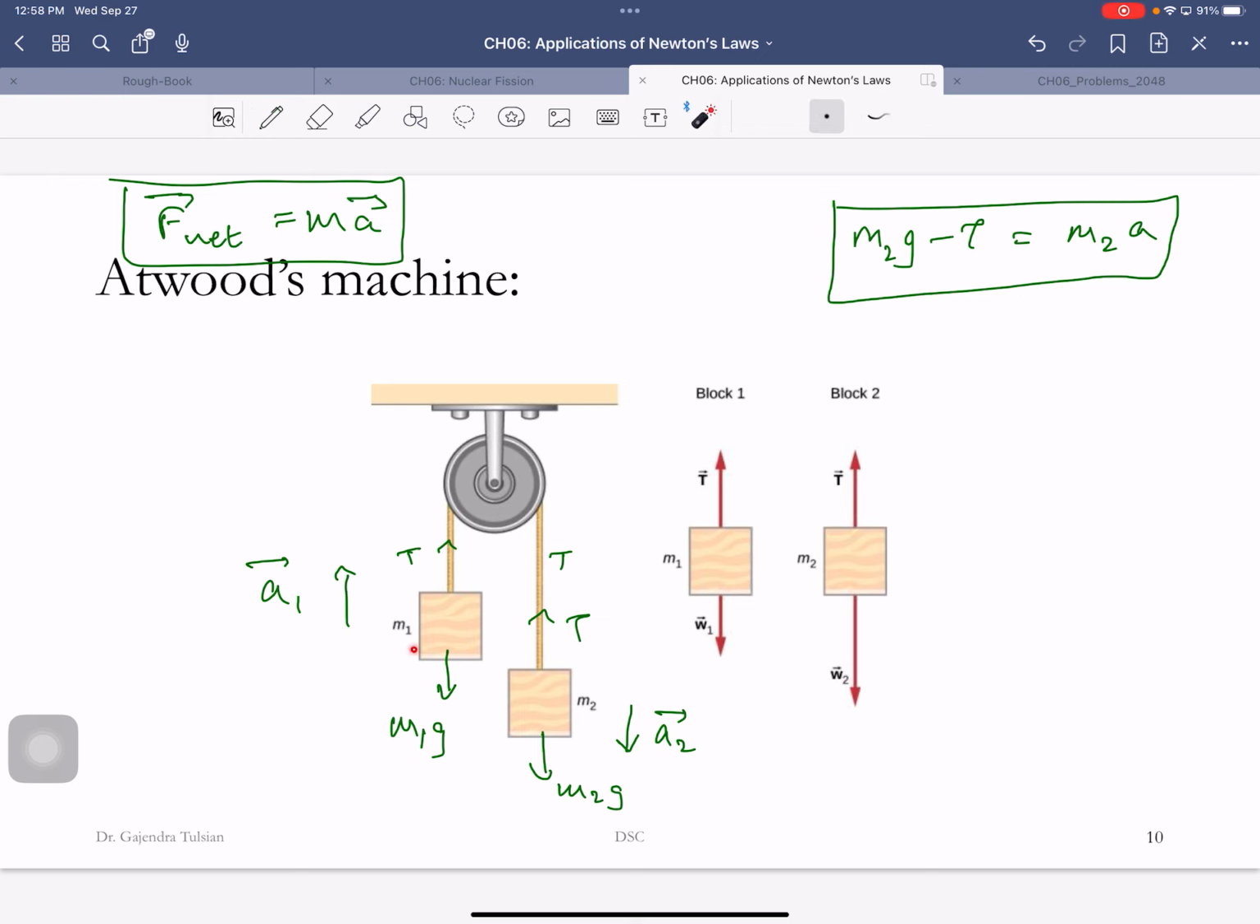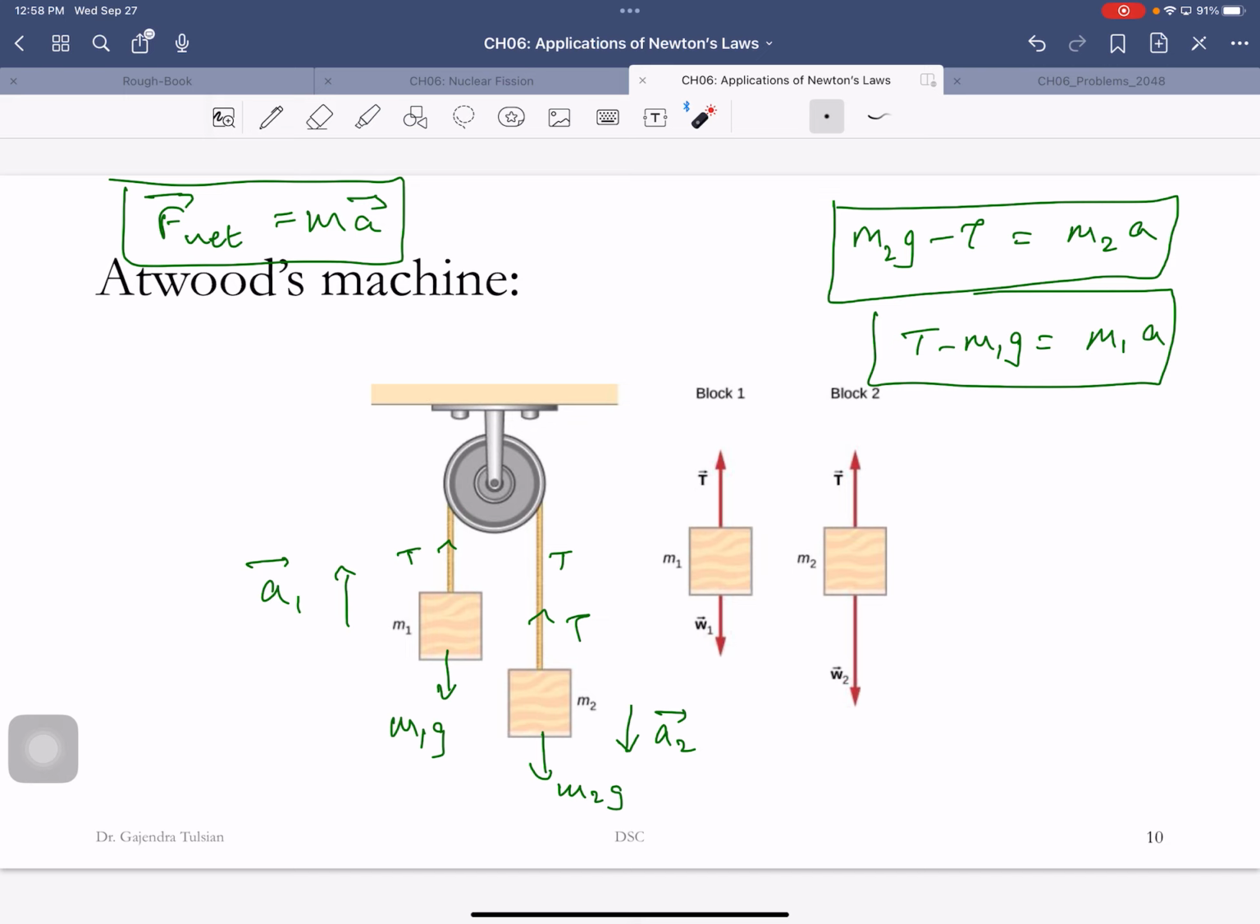For this guy, it's tension minus m1g equal to m1 times A. So for this guy, we took that as the positive direction. Tension minus m1g was equal to mass times the acceleration. All right, now here you have two equations. If you're given the masses m1 and m2, you can solve for tension and the acceleration.